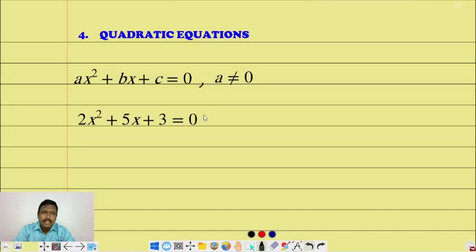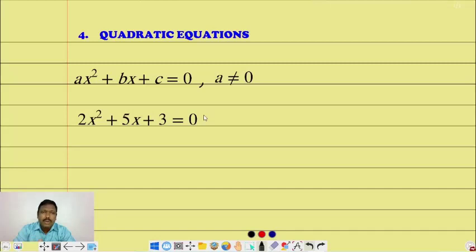For example, 2x square plus 5x plus 3 equal to 0. Here the coefficient of x square is 2, the coefficient of x is 5, and the constant term is 3. So such equations are called quadratic equations.